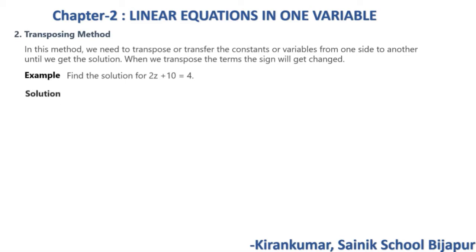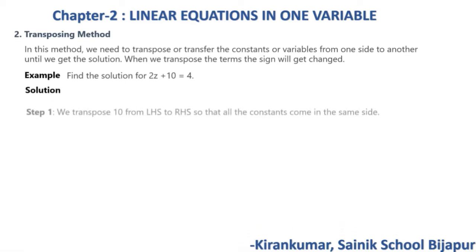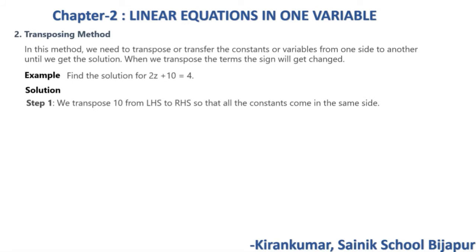Let's solve it. The first step is we transpose the positive 10 from left hand side to right hand side so that all the constants come on one side. That is, 2z will become equal to 4 minus 10. You observe the sign has got changed. The positive 10 has become negative 10 here. So 4 minus 10 is negative 6. We get 2z equal to negative 6.